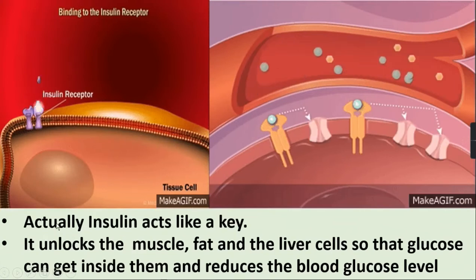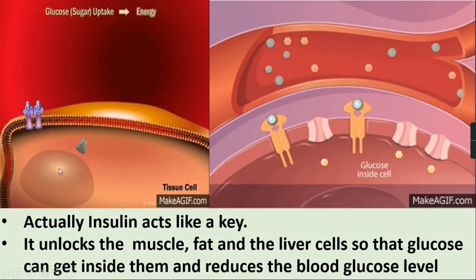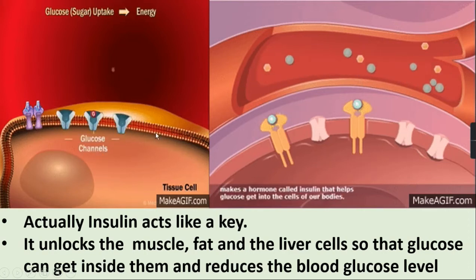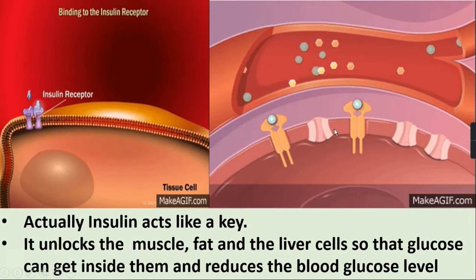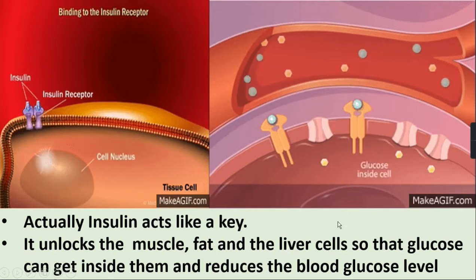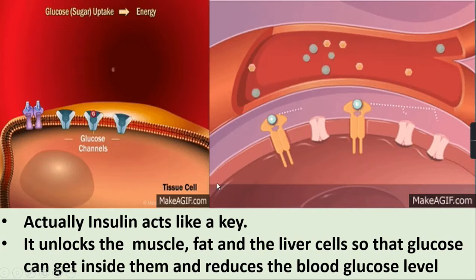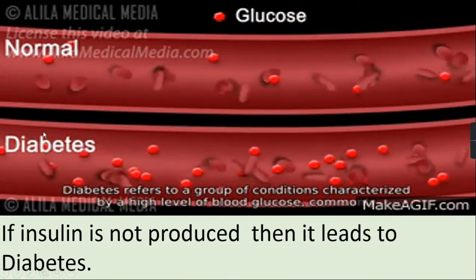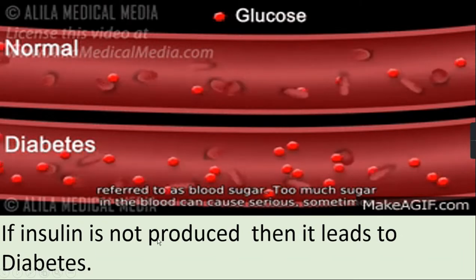Actually, insulin acts like a key. It unlocks the muscle, fat, and liver cells so that glucose can get inside them and reduces the blood glucose level. You can see that in this picture. If insulin is not produced, then it leads to diabetes.